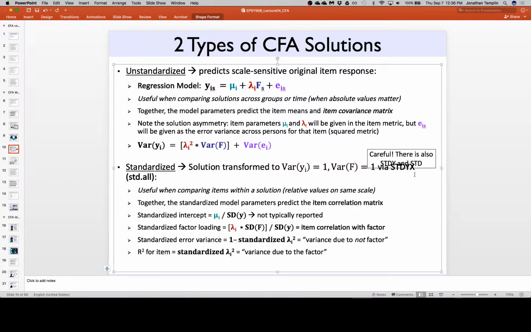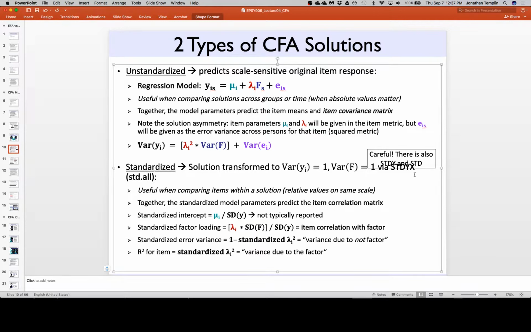But to standardize this, remember this lambda term is units of Y per unit of factor. And remember the standardization process, we have to remove those units. So it's like saying we're going to multiply that by the standard deviation of the factor, removing the units of the factor, and divide it by the standard deviation of the variable, removing the units of Y. So basically the transformed solution is what you would get if you allowed the factor to have a variance of 1, and made a z-score out of your item so that it had a variance of 1, standard deviation 1.